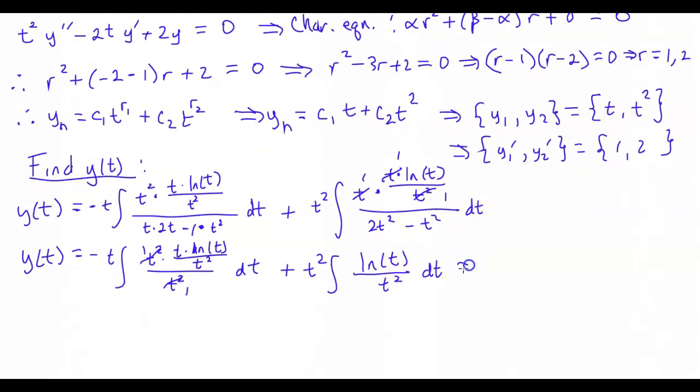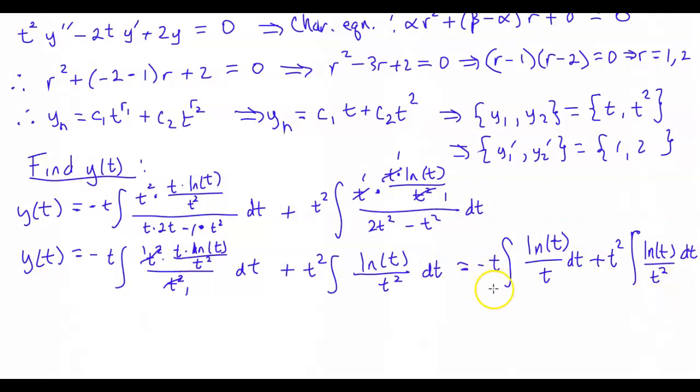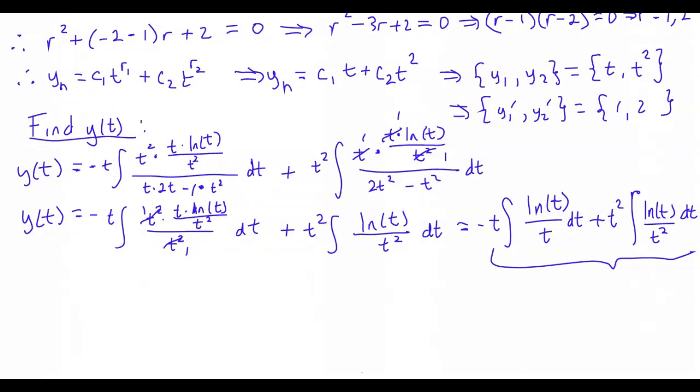And let's go ahead and finish up our simplification here. So we'll have negative t integral of, and of course this t and that t squared would reduce to just natural log of t over t dt, and then plus t squared integral of natural log of t dt, and then that'll be over t squared. And so this is what we'll be looking at to actually figure out what y of t is.